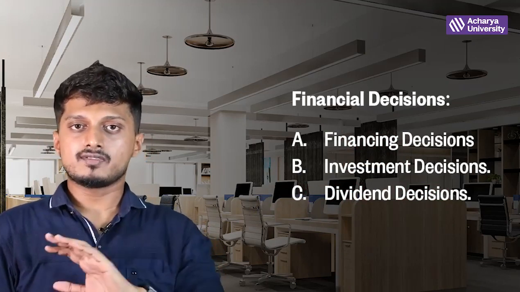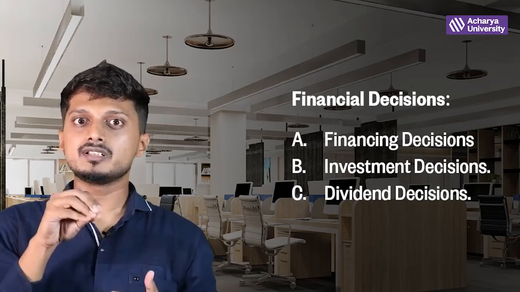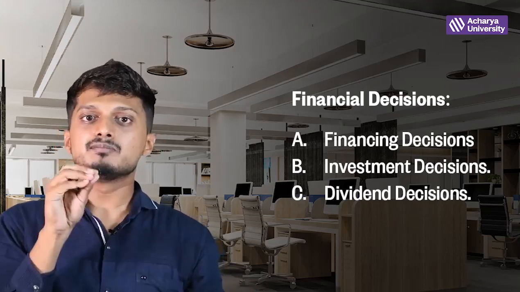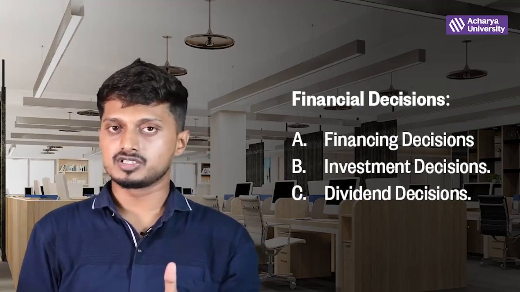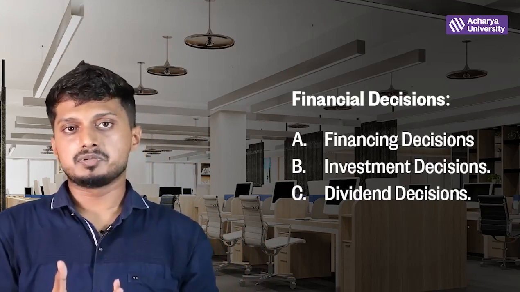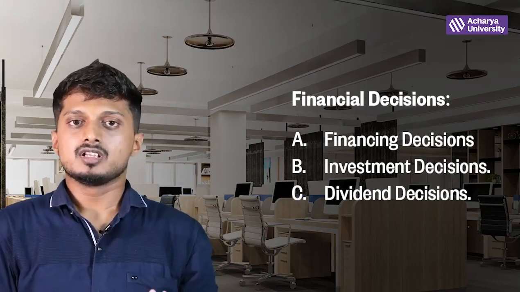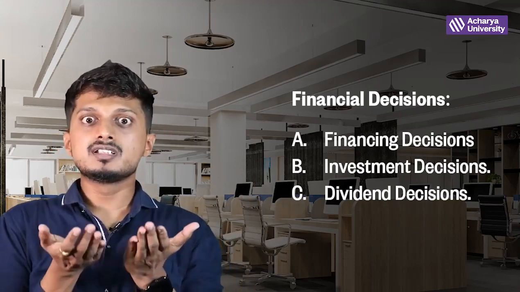Then come financial decisions. In the entire FM subject, we will be discussing only three important decisions: financing decision, investment decision and dividend decision. The financing decision is all about procurement. We are procuring capital. How to procure capital? I told you, either we go with an internal source or an external source. For procurement, I have to take a decision on this.